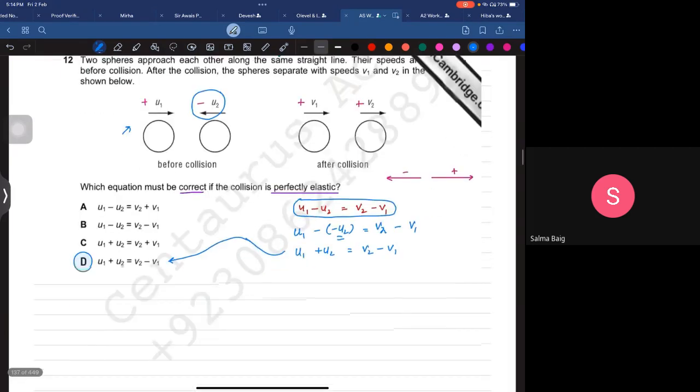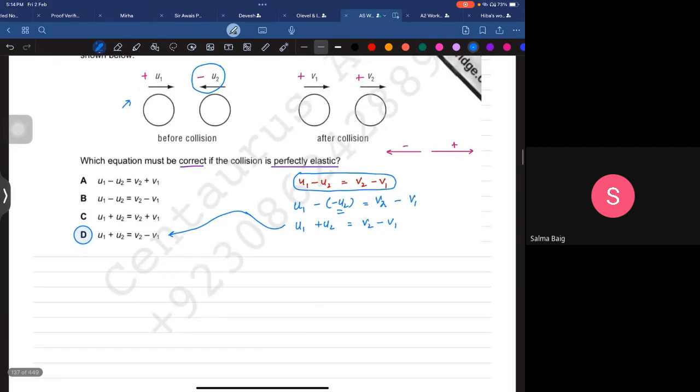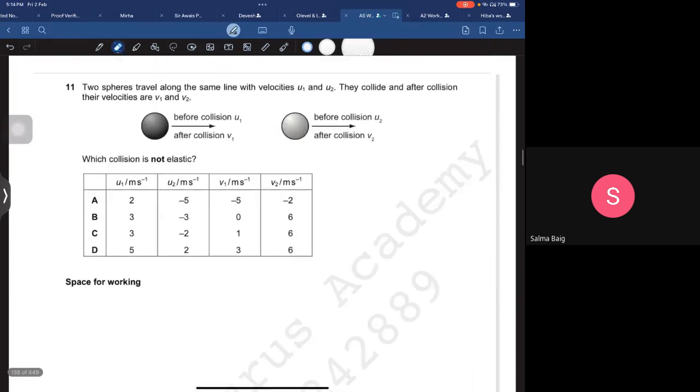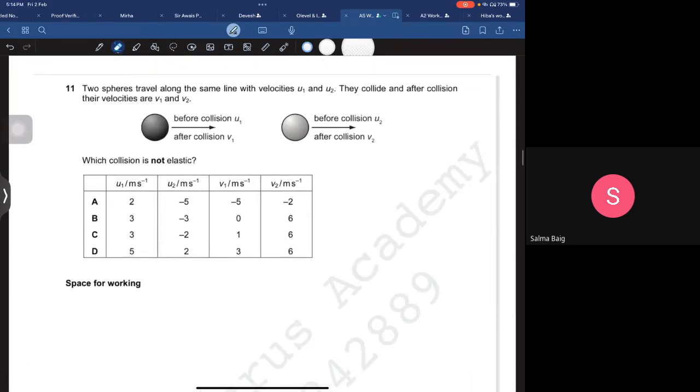All right. So keeping up with that, I'm going to do the next question and let's see how to get that answer. In this question, it says two spheres along the same line with velocities u1 and u2 collide, and after collision the velocity is v2. See, they have not talked about the mass.